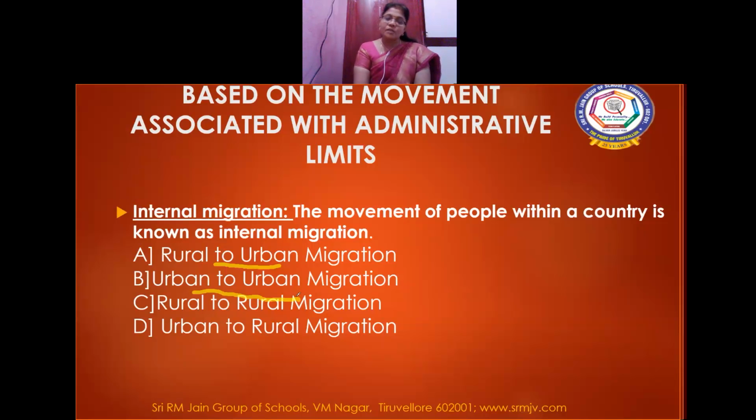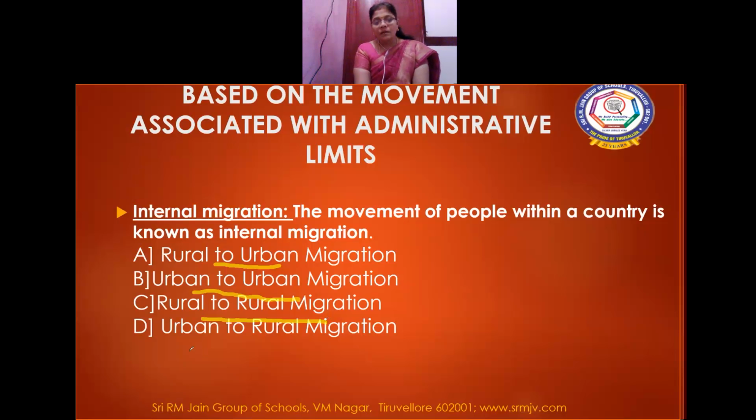Next one, urban to urban. It is the migration from one urban area to another in search of higher income or employment opportunities. And the third one is rural to rural. For example, it is driven by fertile land for cultivation and other factors like marriage, etc.